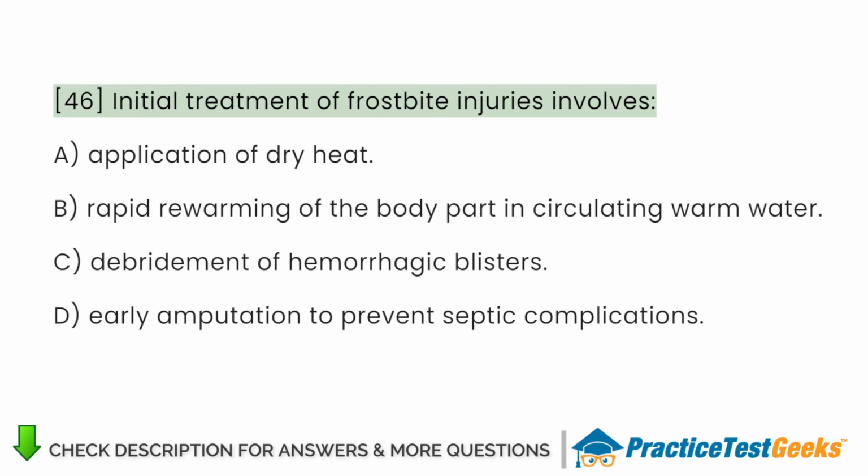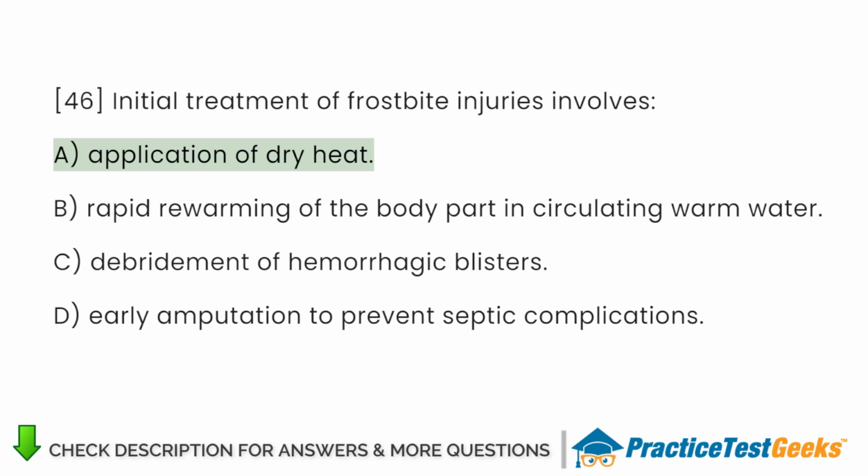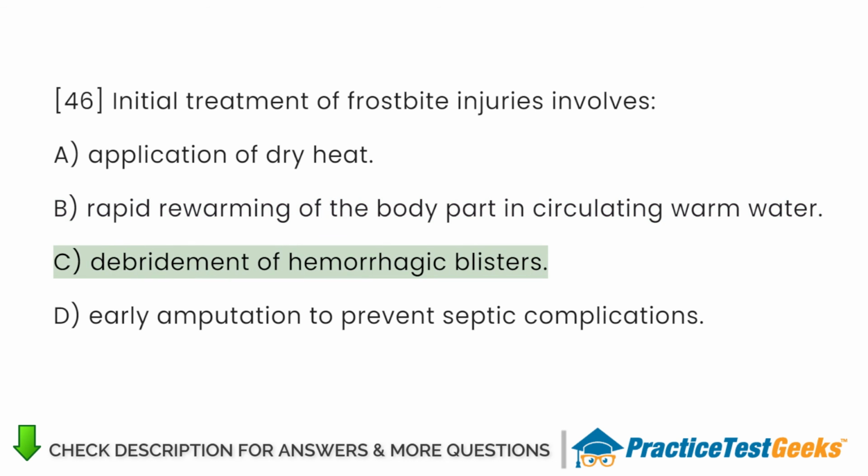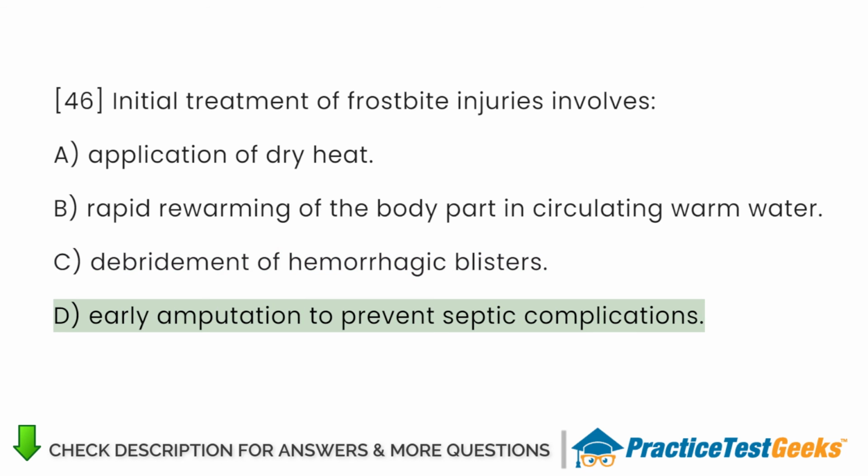Initial treatment of frostbite injuries involves A. Application of dry heat. B. Rapid rewarming of the body part in circulating warm water. C. Debridement of hemorrhagic blisters. D. Early amputation to prevent septic complications.